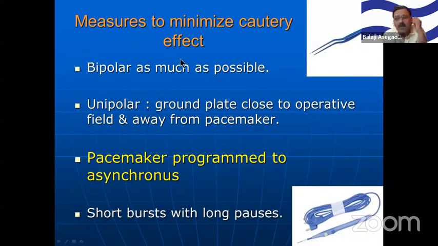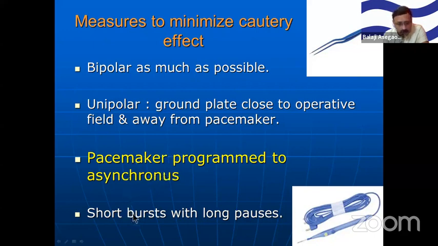Now, how to go about it? Use bipolar cautery as much as possible because the circuit is completed at that level only. If at all you want to use unipolar cautery, the ground plate should be close to the operative field. Suppose you are doing hernia surgery, just put the ground plate below the buttock so that the circuit will be completed. The pacemaker should always be put on an asynchronous mode. How to put it? We have to call a pacemaker company person inside the OT, one day prior or in the morning on the day of surgery, and put that pacemaker in asynchronous mode.